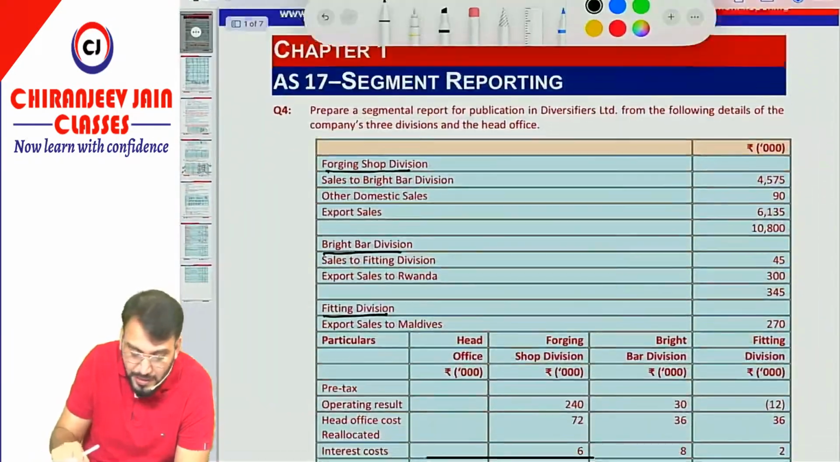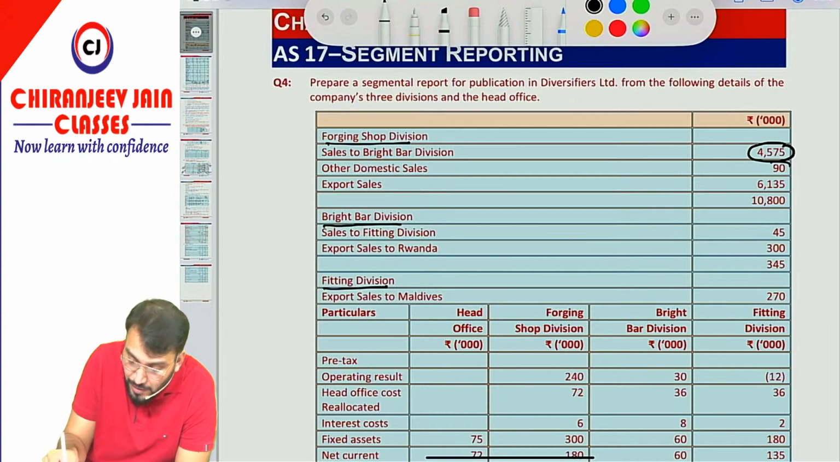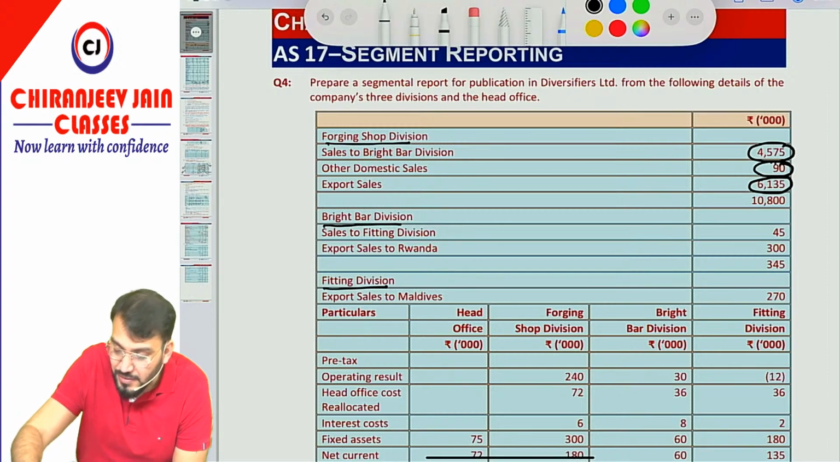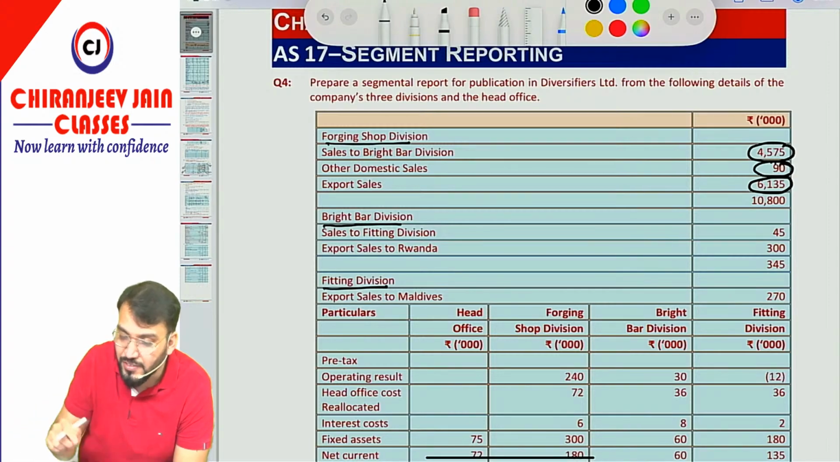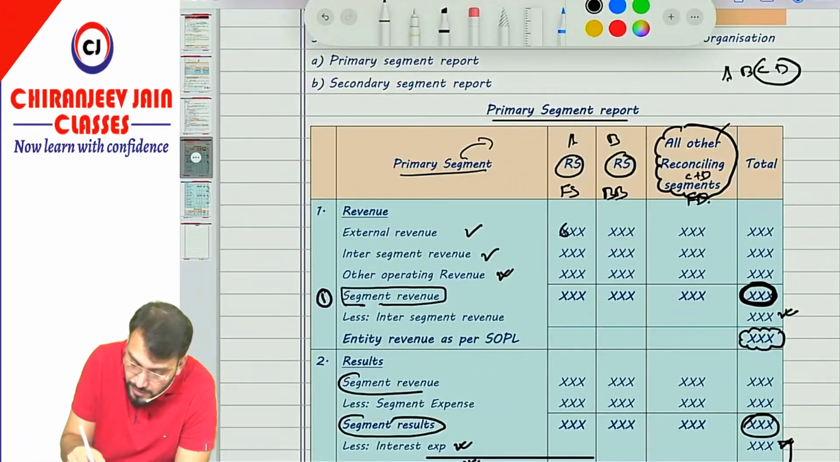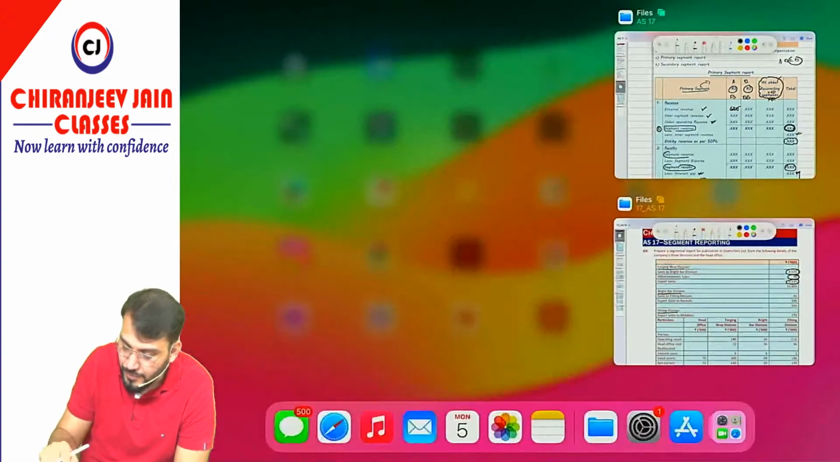Then they have given sales to bright bar. So this is inter-segment sale. Other domestic sale is external sale, and export sale is also external sale. So this becomes 90 plus 6135. So external sale is 6225. So you write down 6225 here, like this.